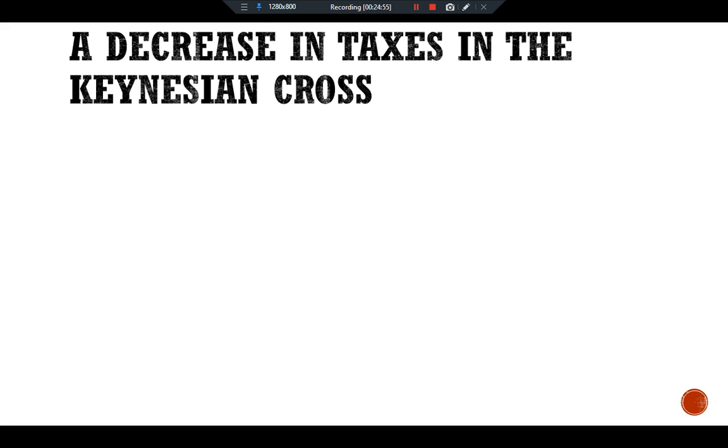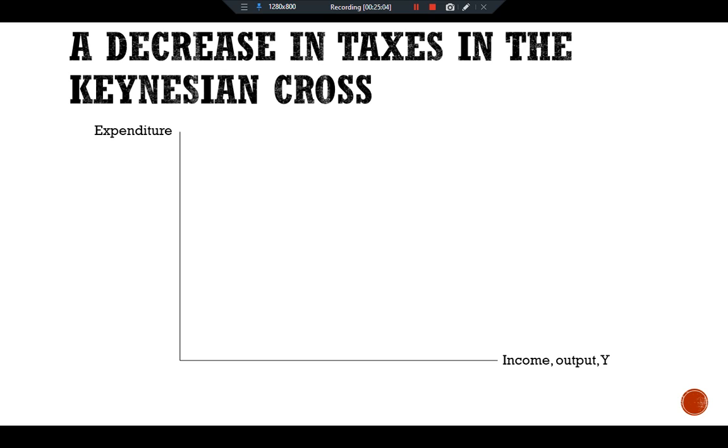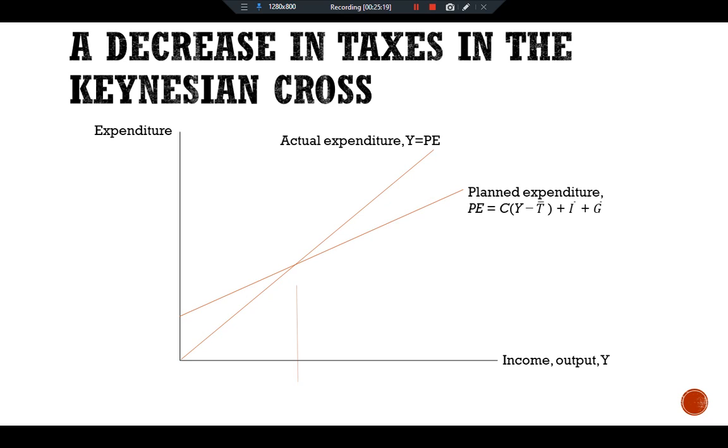A decrease in taxes in the Keynesian cross graph. We have income on the x-axis and expenditure on the y-axis, and a 45-degree line which represents actual expenditure, and we have planned expenditure. The intersection of actual and planned expenditure is the equilibrium point, where planned expenditure equals income, PE1 equals Y1.